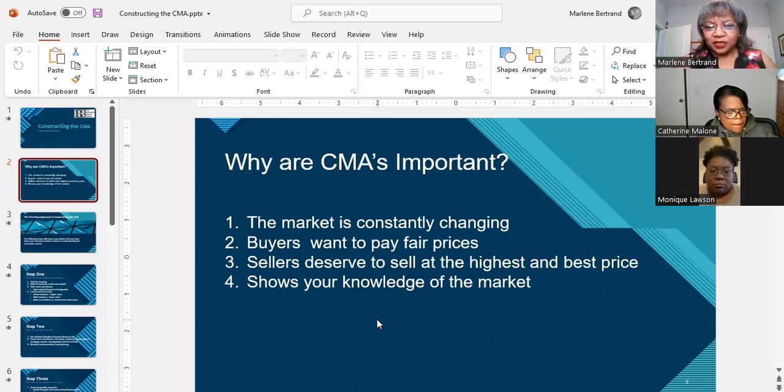And it also just kind of shows that you know what you're talking about. And that's something we were talking about earlier: it doesn't matter where you are, you can figure out what's happening in the market. You don't have to have lived there. You can do a market analysis and get the information that you need to show buyers and sellers what's happening in the market.